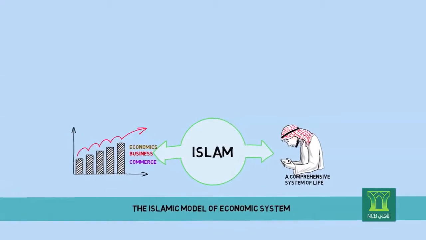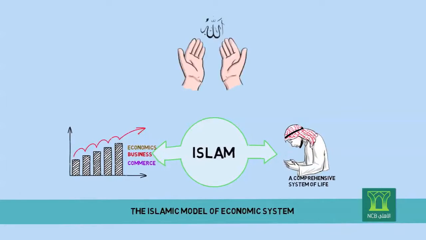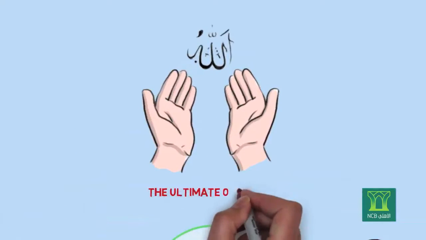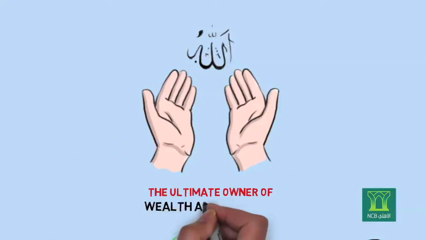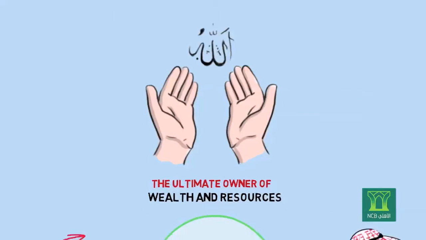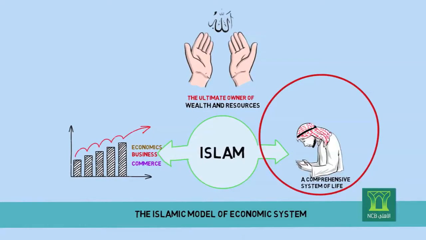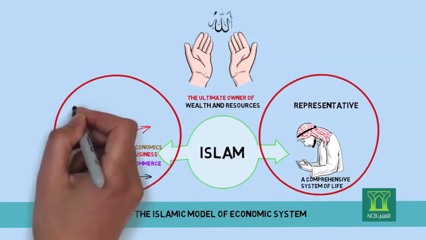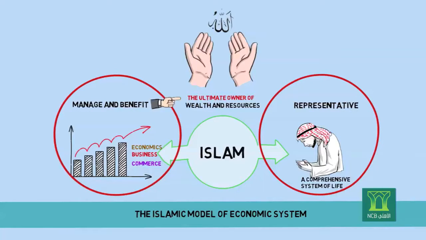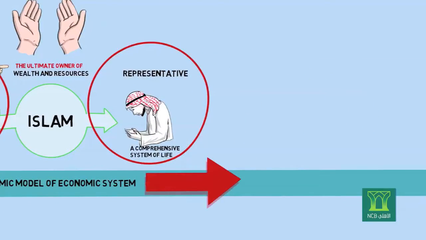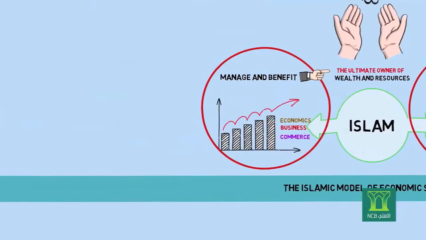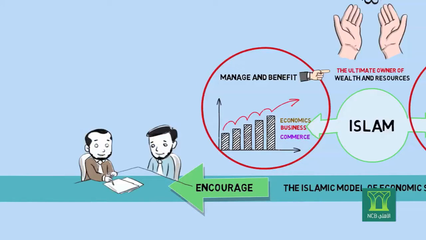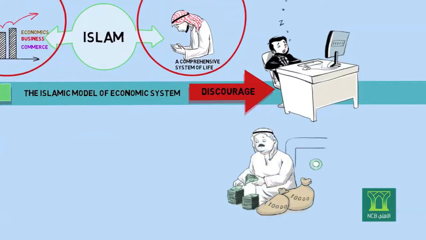According to the principles of the Islamic economic system, Allah is the ultimate owner of the wealth and resources available to human beings in the world. He, Allah, has created humans as His representative on earth, and asked them to manage and benefit from this wealth and resources in the way prescribed by Him. Islam strongly discourages idleness that results in poverty. In fact, it encourages economic activities, trade and business within the permitted boundaries.